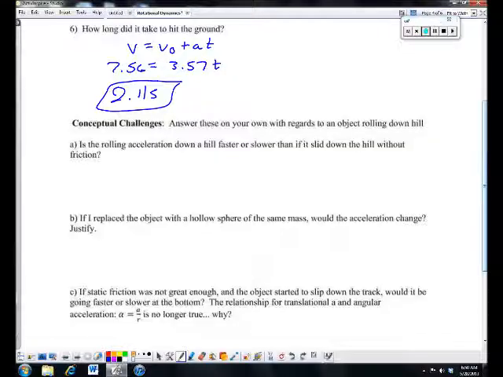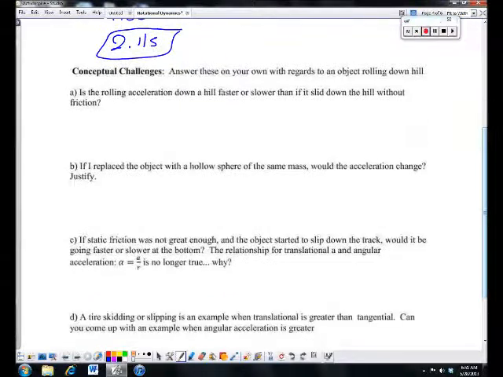So, is the rolling acceleration down a hill faster or slower than if it slid down the hill? And the answer is the rolling acceleration is overall slower than when you slide. Because if you're sliding down the hill, you're not gaining as much moment of inertia. It's not spinning. All of my energy is going to translational. So that is the simple reason for that. So rolling downhill is slower. Why? Because it's converting some of the energy, some of the momentum, inertia, whatever you want to call it, into rolling aspects and not just moving it down the hill.